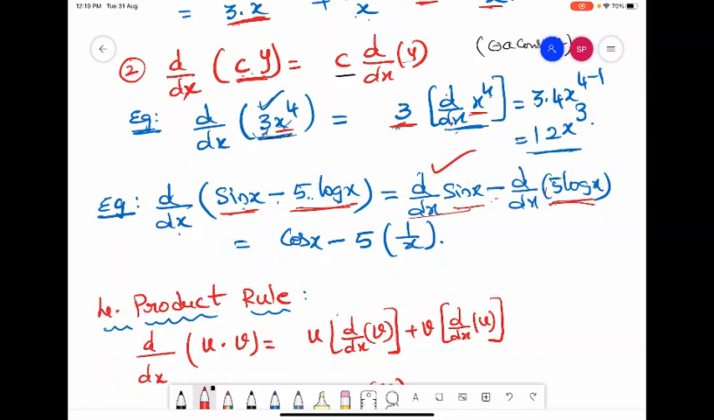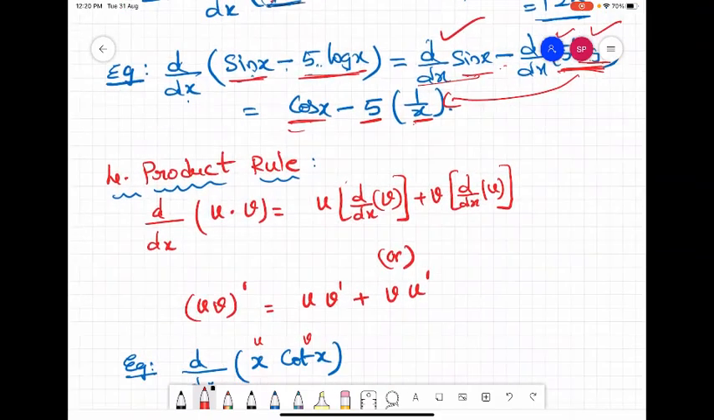So what is d by dx of sin x? Derivative of sin x is cos x. And then here you see, this log x is a multiple of 5. So if it is a multiple of 5, you can bring that multiple 5 out. 5 into, what is the derivative of log x? Derivative of log x is 1 by x. So you have here cos x minus 5 into 1 by x. So this is how we differentiate addition or subtraction of two functions.